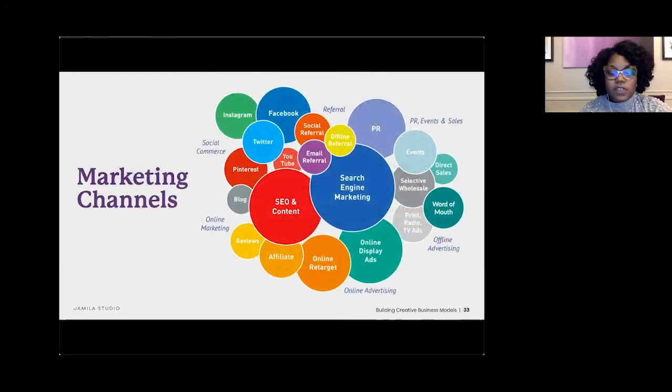So marketing channels. Marketing channels is something that we all know. So we all know what marketing is. And there are a lot of different ways that you can market. There's social media, there's online marketing like SEO and content. There's online advertising. You can do display ads, you can do social media ads. There's more traditional things like word of mouth and referral. There's offline marketing, so there's print, TV ads, wholesale, events, direct sales, word of mouth. There are so many different marketing channels that you can touch.